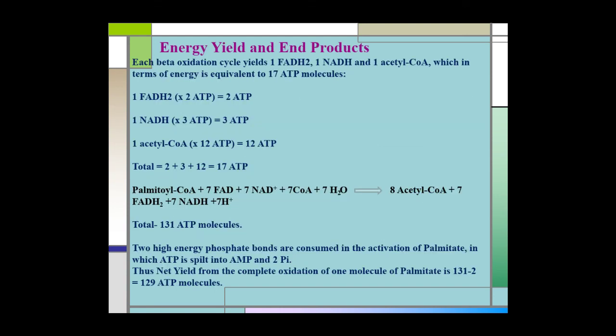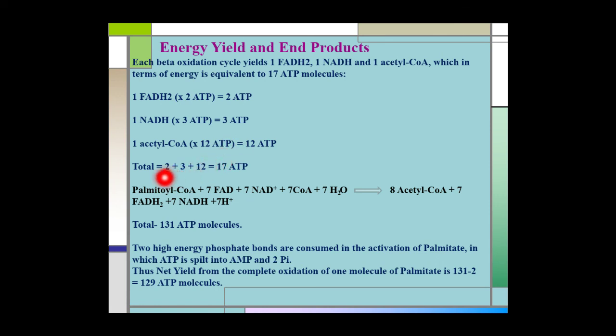Energy yields and end products. Each beta oxidation cycle yields 1 FADH2, 1 NADH and 1 acetyl coenzyme A, which in terms of energy is equivalent to 17 ATP molecules, as 1 FADH2 gives rise to 2 ATP, 1 NADH gives rise to 3 ATP, and 1 acetyl coenzyme A on complete oxidation via the citric acid cycle gives rise to 12 ATP. Therefore, total ATP is 17 from 1 beta oxidation cycle.